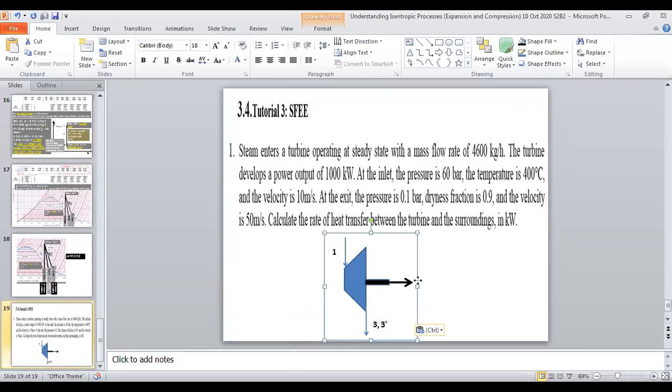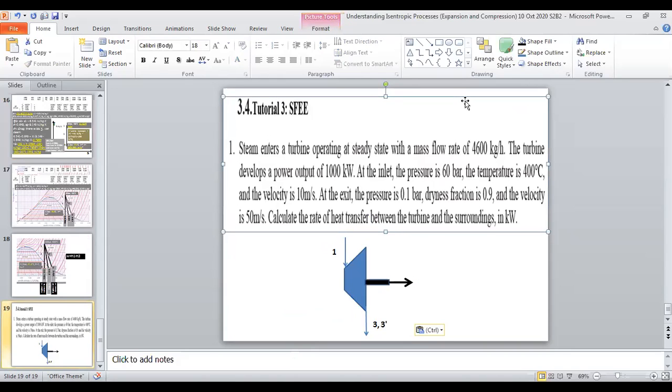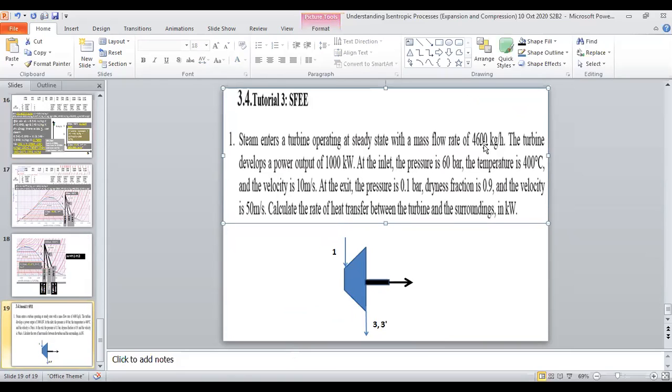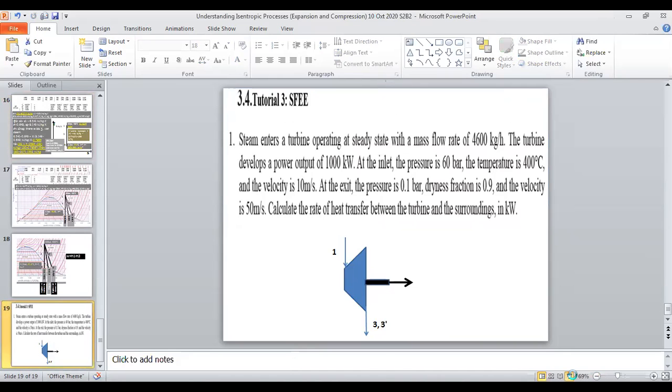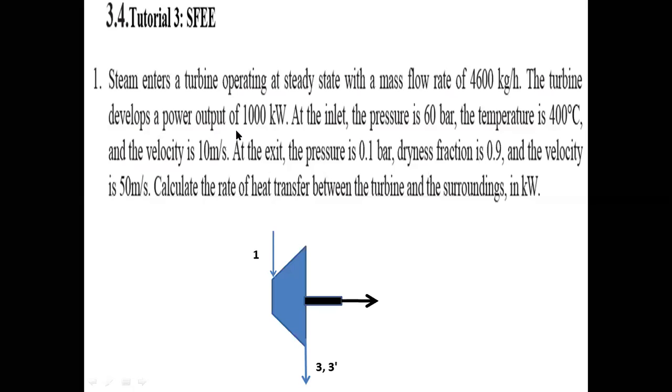It's the same. 4600 kilogram per hour. It's the same as the previous question. Develops a power output of 1000 kilowatt. Let's say I'm going to modify this. Delivers a power output of 1000 kilowatt. Let's say this one I'm going to modify.